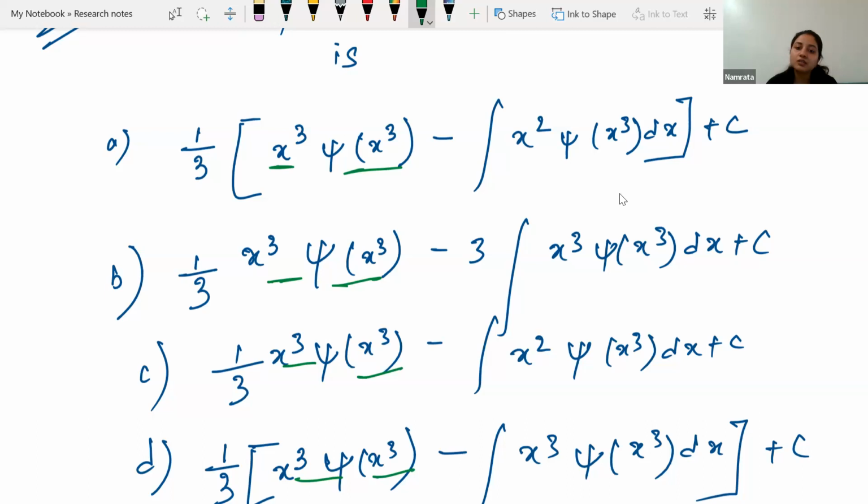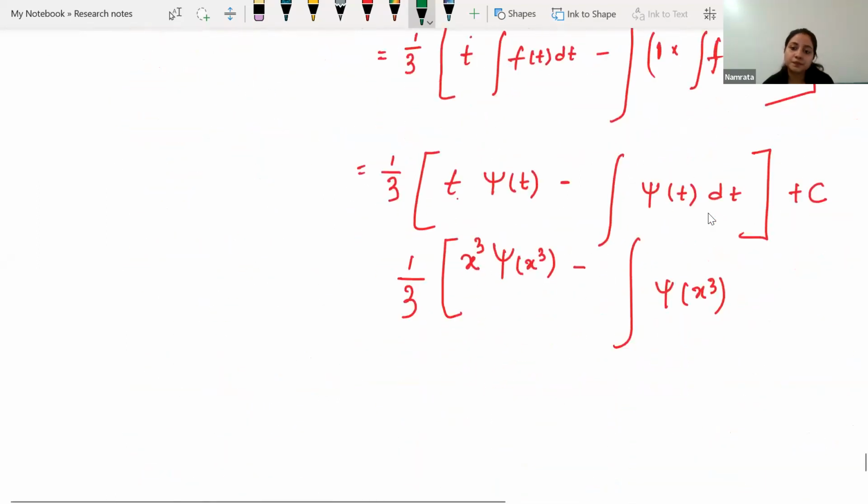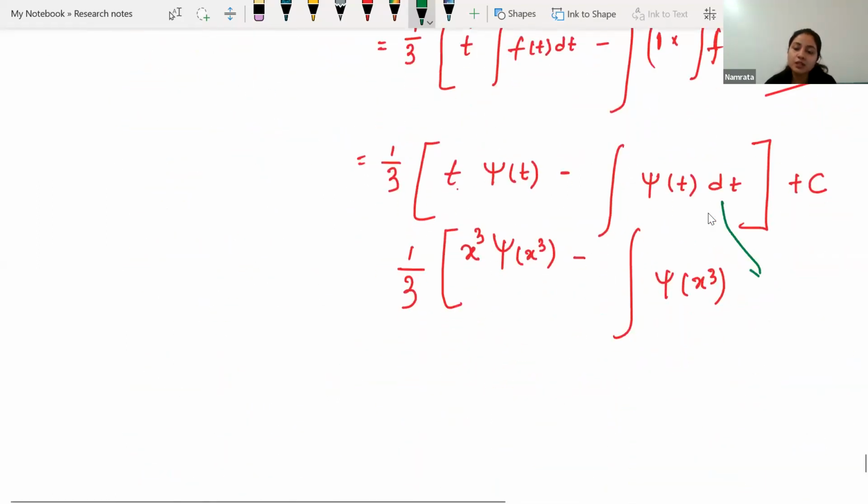But we are confused with the second term. We have already got psi cube, but this extra, this one we are not having. dt we are having, dx we don't have. If we copy paste here, I will write dt. But is it possible to just convert dt in terms of dx?